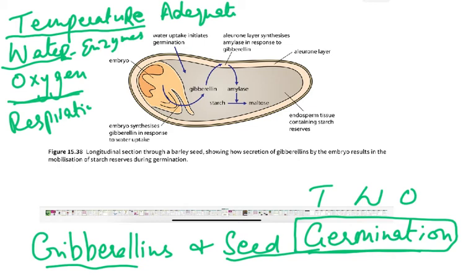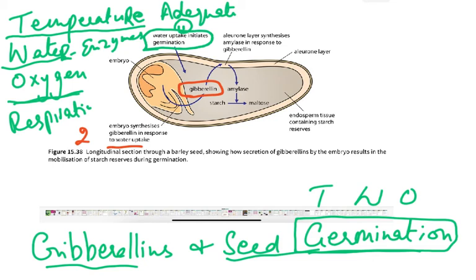So the first point that I talk about is water uptake initiates germination. Number two, I talk about the embryo. You see, there's an embryo here which synthesizes gibberellin in response to water uptake. So gibberellin is only synthesized then. Otherwise, even if it's in a dormant state and lying in a dry state in a jar, there is going to be no production of gibberellin. But as soon as we soak a seed, we find that the water uptake will start to initiate the process of germination. Now the embryo synthesizes gibberellin.